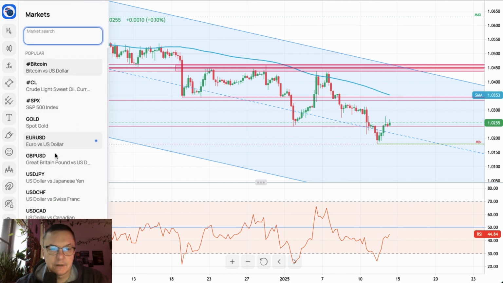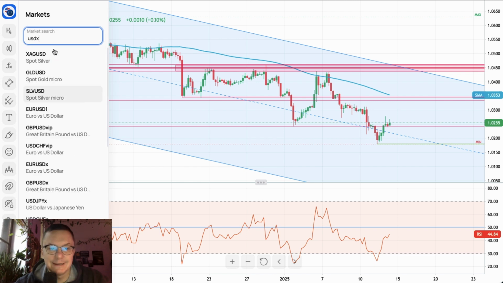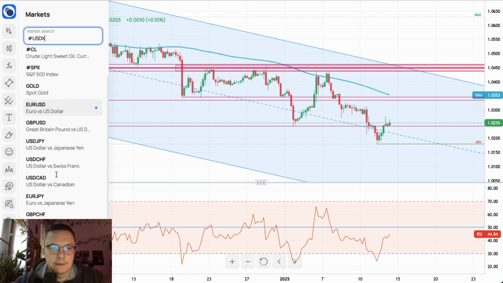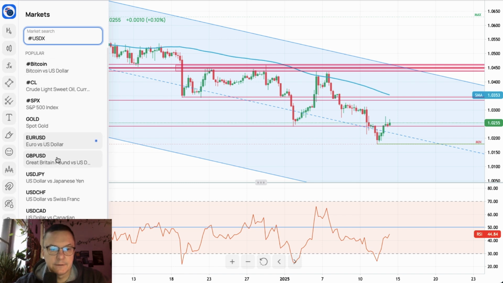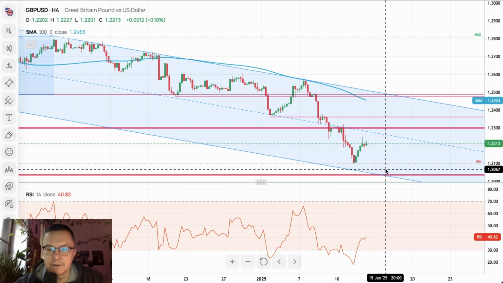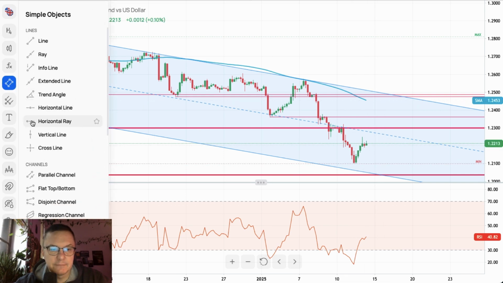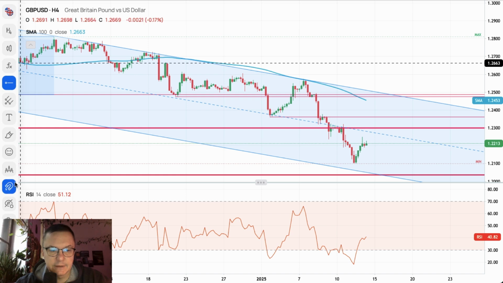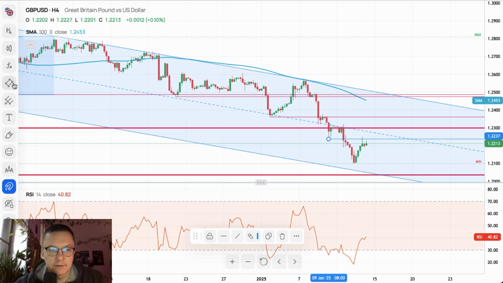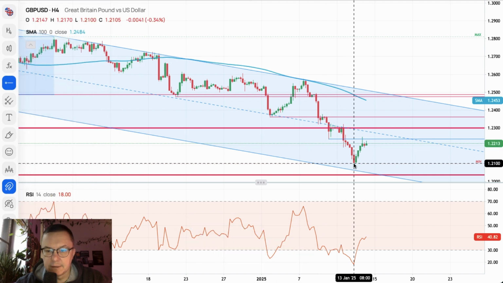Because we speak about the euro dollar, let me just take a look at the US dollar index. Okay, we can find the US dollar index. Let me just take a look at the British pound. The British pound did the same thing. We went higher towards the technical resistance. The resistance is located roughly around here, 1.2237. A local low, of course, is now this technical support, 1.21.